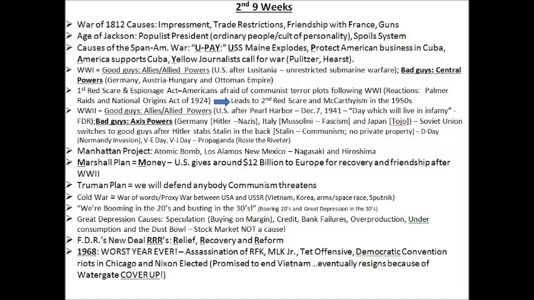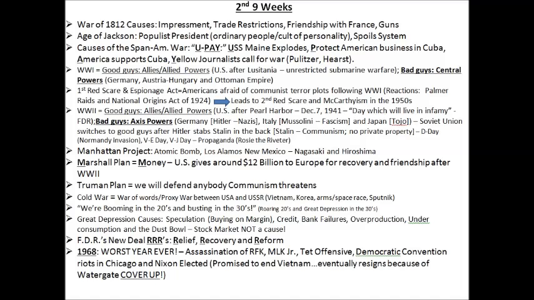P in pay. Protect American business in Cuba. We want to protect that. A, America supports Cuba. And then Y, yellow journalists call for war. Pulitzer, who the Pulitzer Prize is named after, he's one of the supporters of that, and also William Randolph Hearst, he supports it as well. They are yellow journalists.